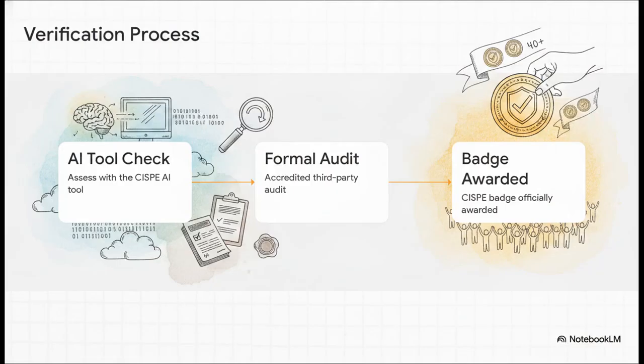But how do you know if a provider actually has these tires? Well, the framework requires a really strict verification process. First, vendors can assess their services using an AI tool provided by CISPE for a quick initial check. But that's just the start. Step 2 is totally mandatory, a formal accredited third-party audit. Only after passing this rigorous, independent audit is the official CISPE badge awarded. This completely eliminates those fake self-awarded stickers and ensures you get exactly what you pay for. And actually, over 40 services have already cleared this bar.